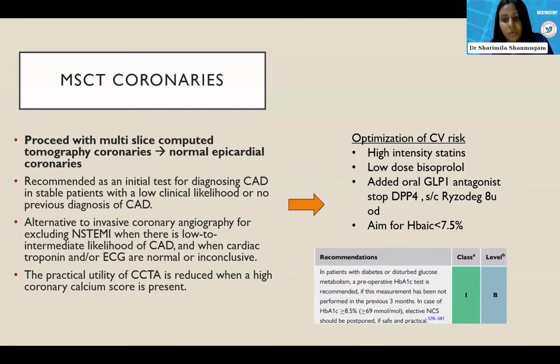When I read through this, it was quite interesting because in the same paper, the ESC guideline 2022, for patients with diabetes, pre-operative HbA1c, for those who have not had it performed, you have to actually do it in the past 3 months prior to going for the surgery. In case of patients with HbA1c above 8.5, they state here, class 1B, whether or not the surgery should be postponed if safe and practical. So it's very important, again, aiming to optimize the cardiovascular risk.